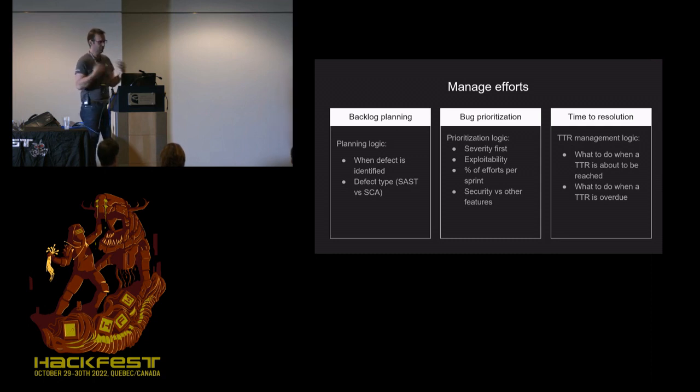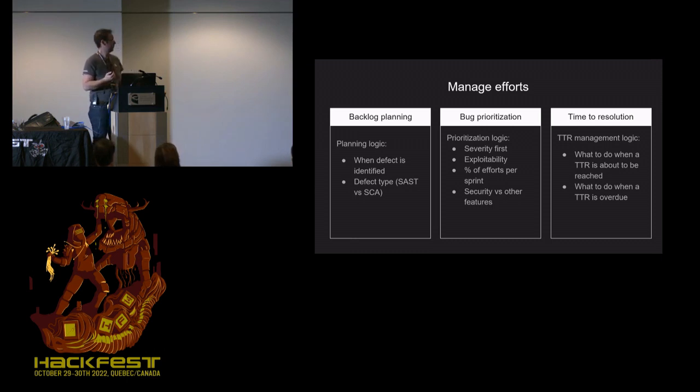So you need to have a discussion with all the people who plan the backlog and priorities and do bug prioritization, to make sure that security and vulnerability handling are performed properly. From a backlog planning perspective, when one vulnerability comes in, it's not necessarily one defect in the backlog. And depending on the kind of vulnerability, the same logic is not applied. So there are plenty of things to consider when you're doing that.